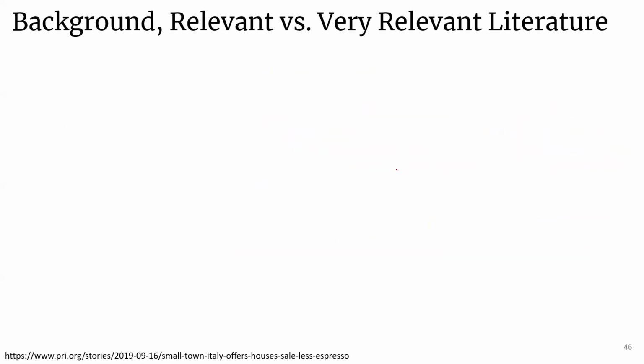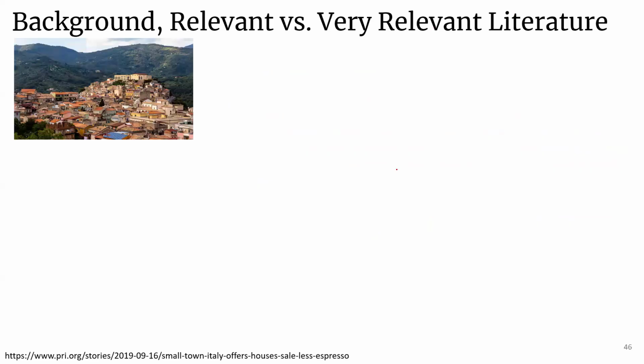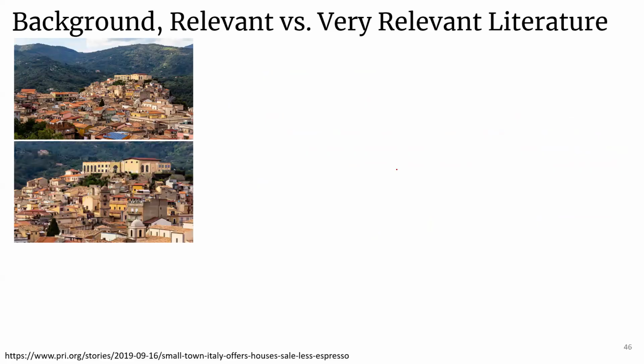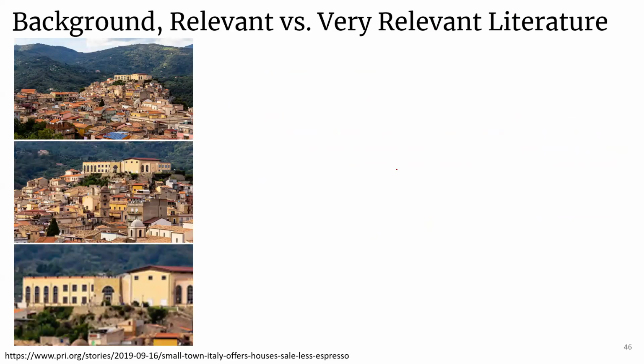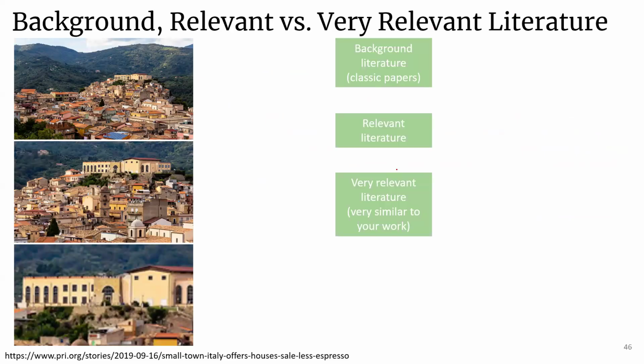Then let's briefly look at the background literature, relevant literature versus very relevant literature. Now think about a zoomed out picture of this scene. So this is the background literature, then a little bit zoomed in and very well zoomed in. So this is background literature. You can see what this is, and the relevant literature and the very relevant literature.